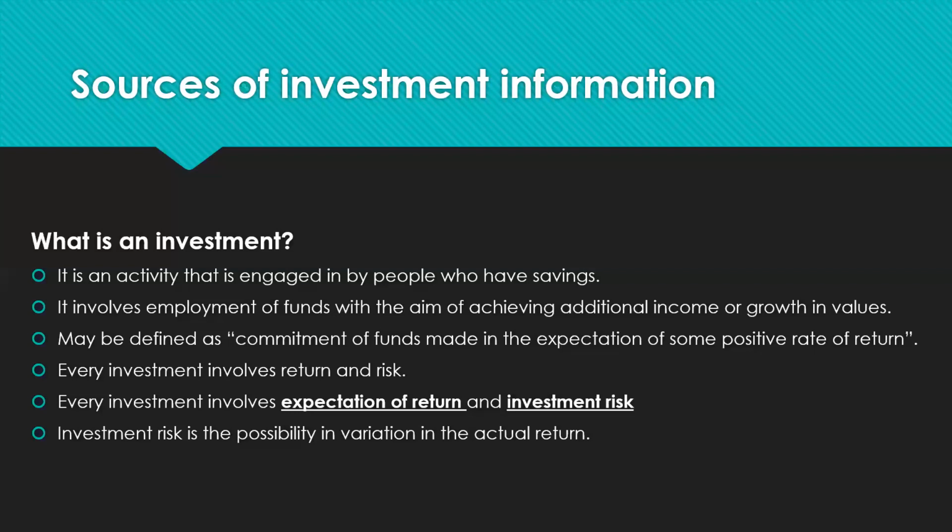Now, it is not necessary that every time we will get a return. There's a chance of a risk also. So there is investment risk, which is the second element of investment. It is the possibility of variation in the actual return. That is, we will have a certain expectation regarding the return that we'll earn in future. If the actual return that we earned varies from the expected return, then that is called investment risk. The possibility of variation of your actual return from your expected return is known as investment risk.